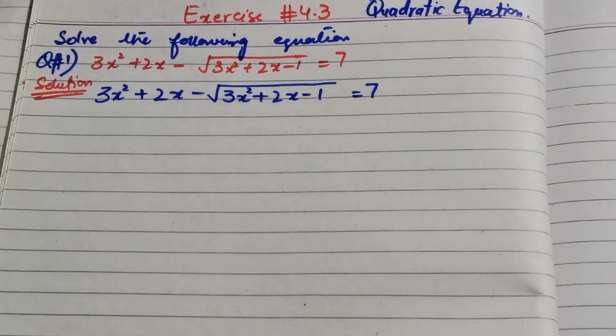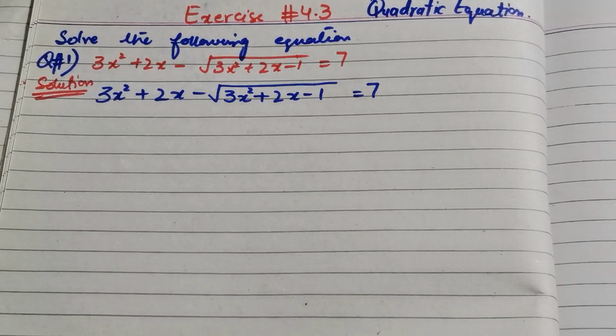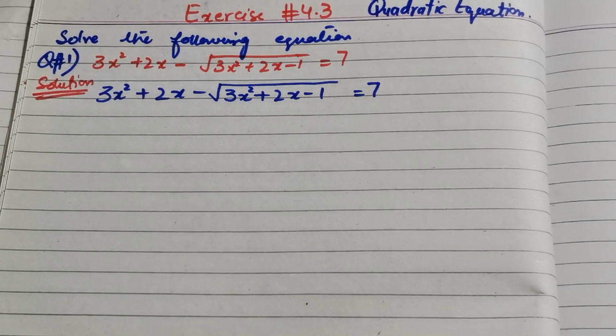Today we will start new exercise number 4.3, quadratic equation. Solve the following equation: 3x² + 2x − √(3x² + 2x − 1) = 7. Now, how to solve this question?